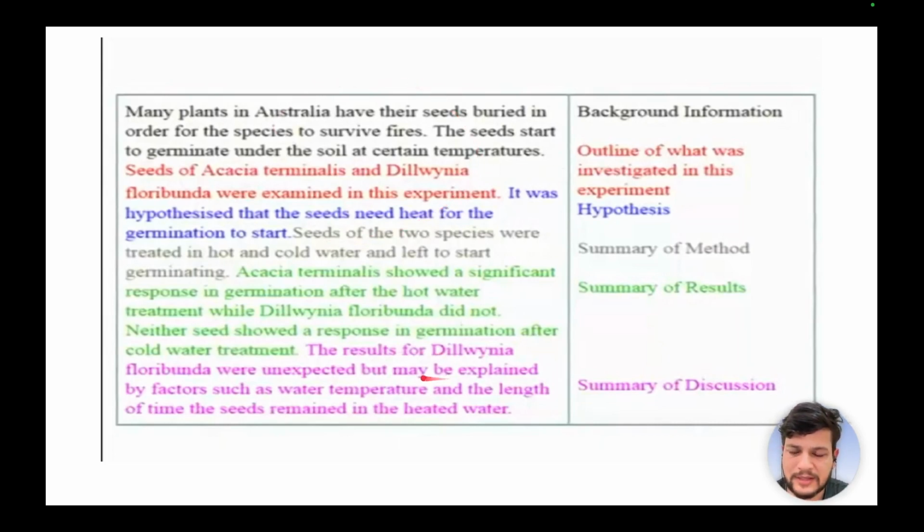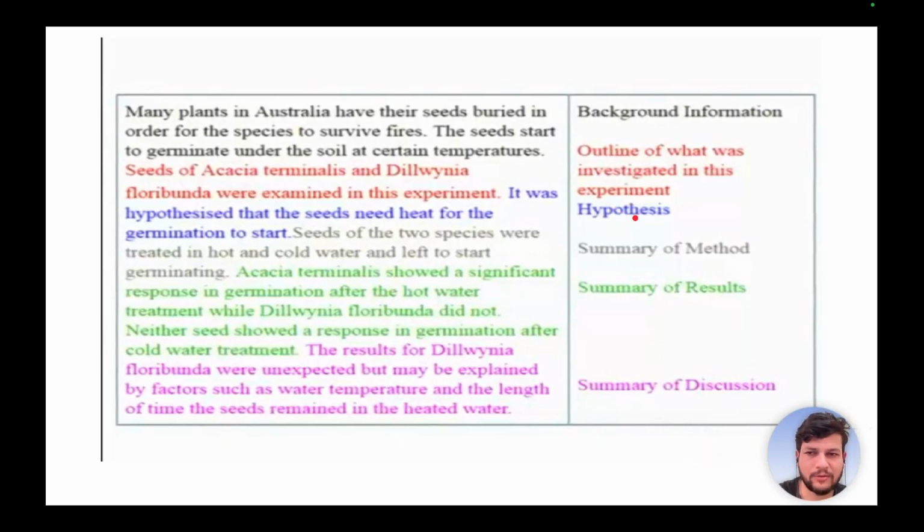In the abstract, all the sections are also there. For example, background information is also there. You have to outline what you have done, the method section, hypothesis, results, and discussion, all the things, very briefly. So you will start with one brief line of background information, and then you outline what was investigated in the experiment. So you give some background information.